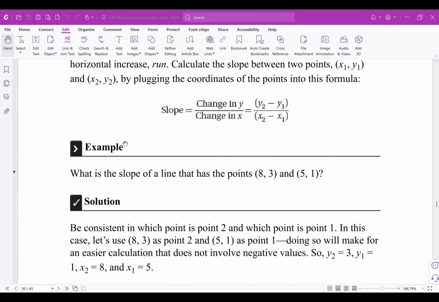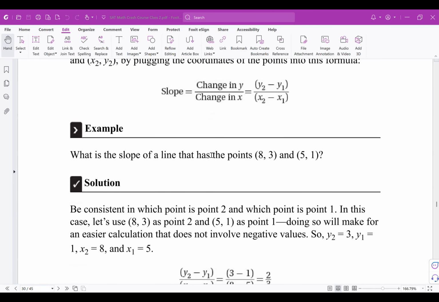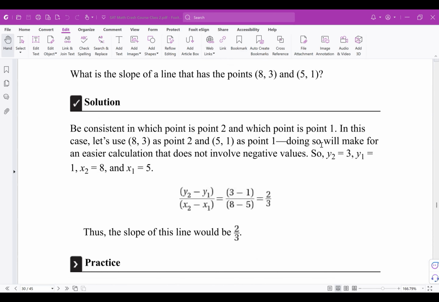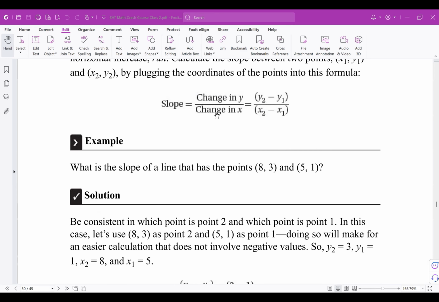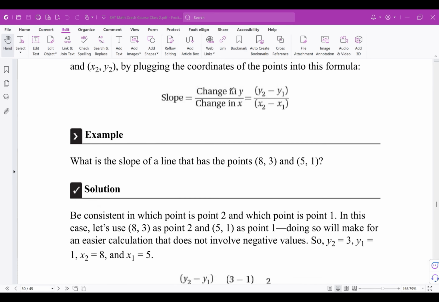So what is the slope of a line that has the points (8, 3) and (5, 1)? The slope formula is basically the change in y over the change in x. The slope equals the change in y over the change in x.